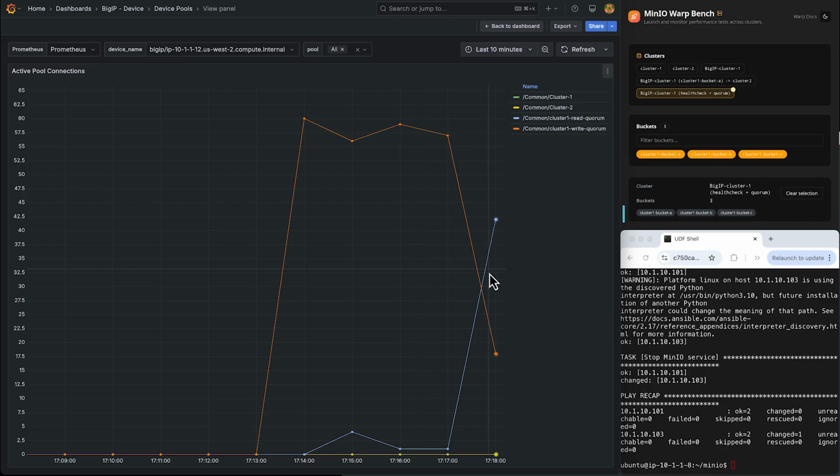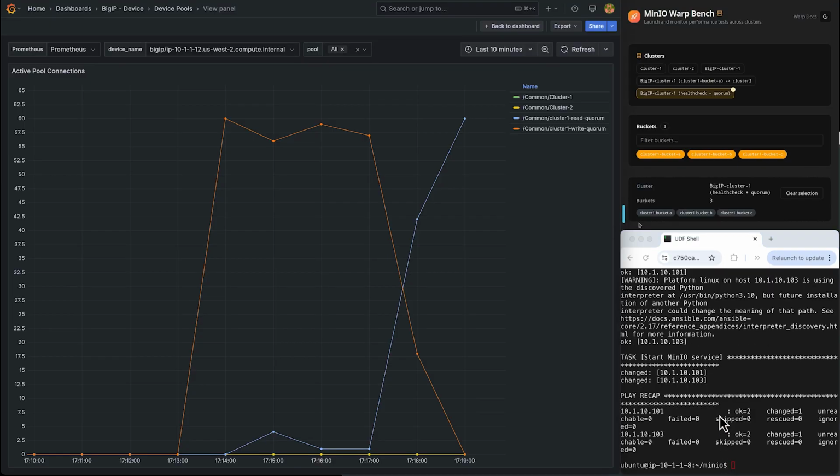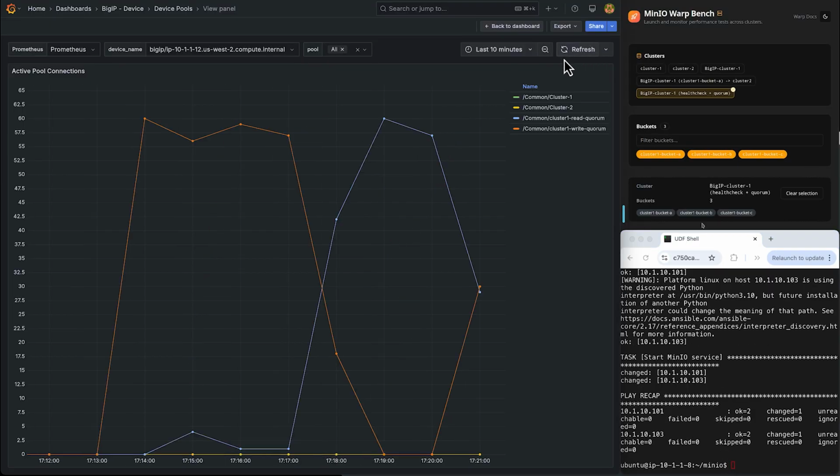The orange line, write quorum pool, drops exactly as the blue line, read quorum pool, takes over, correlated to our maintenance events. When we restore the nodes, write quorum is met, and traffic shifts back to the write pool. This shows how F5 BIG-IP detects stress early and prevents S3 data issues from impacting AI model training, fine-tuning, and RAG workflows.